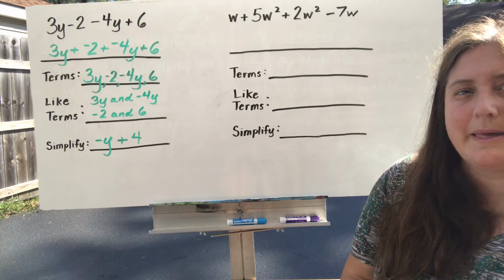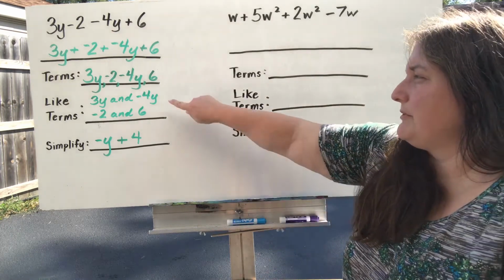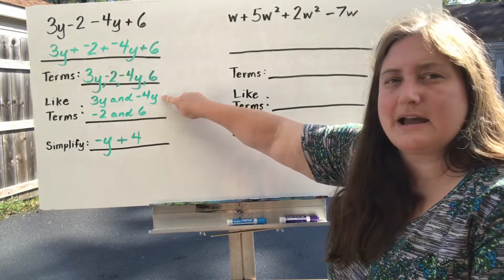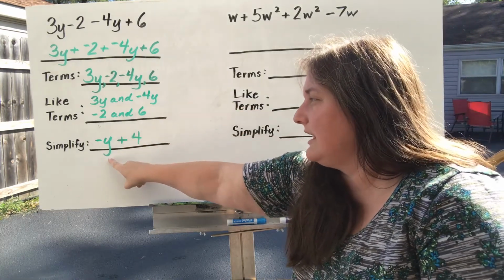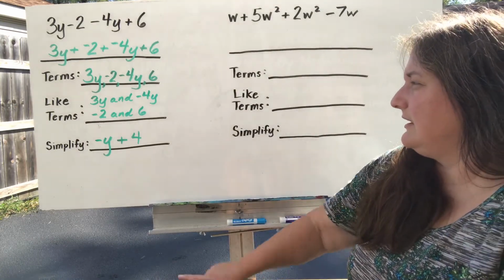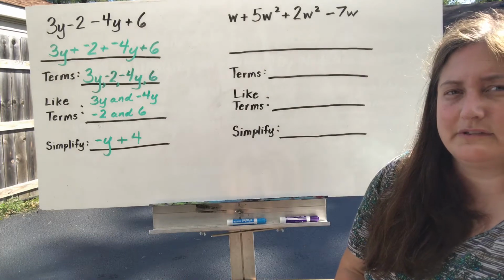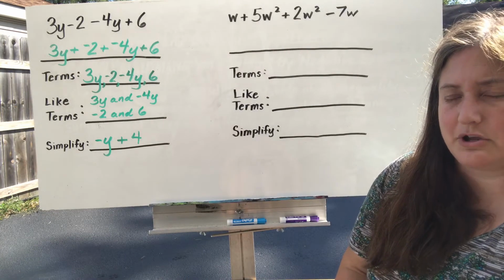So we're going to combine them to simplify our expression. The 3y and negative 4y would give me negative 1y, which I can just write as negative y. The negative 2 and 6 would combine to give me positive 4. So negative y plus 4 is our simplified version of this expression.